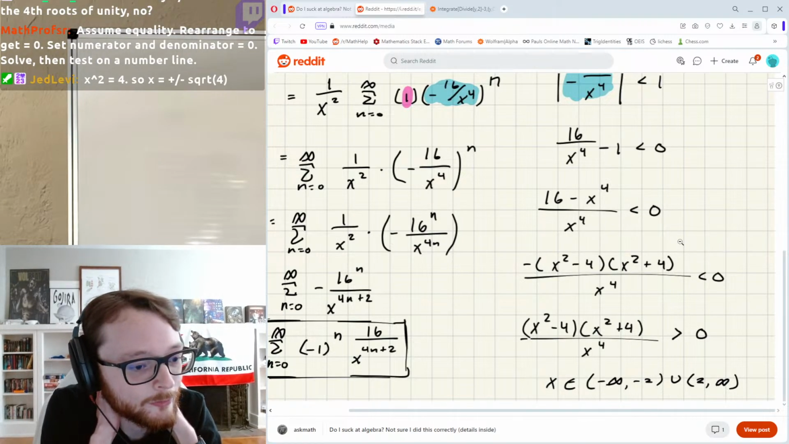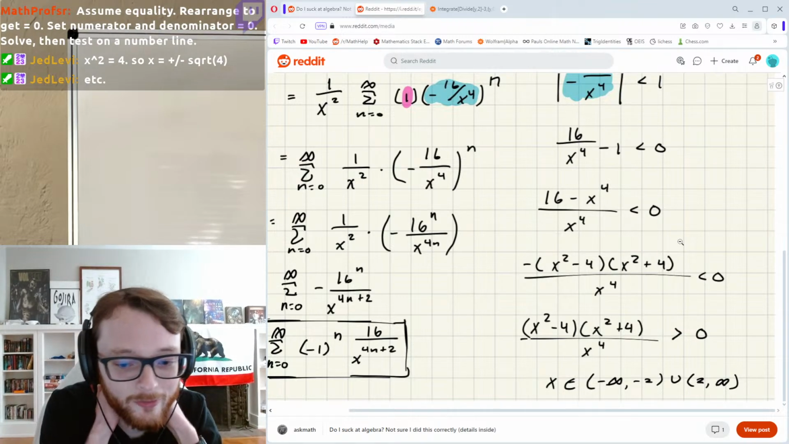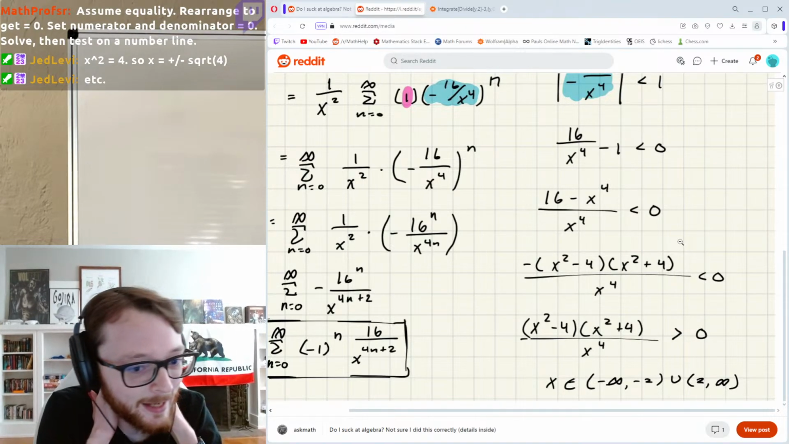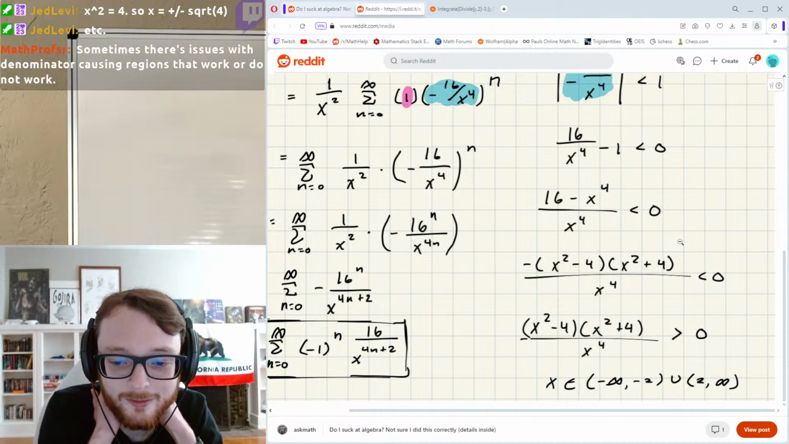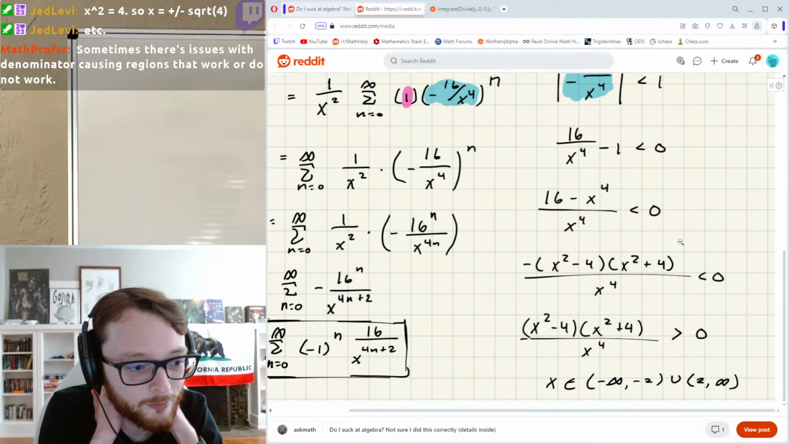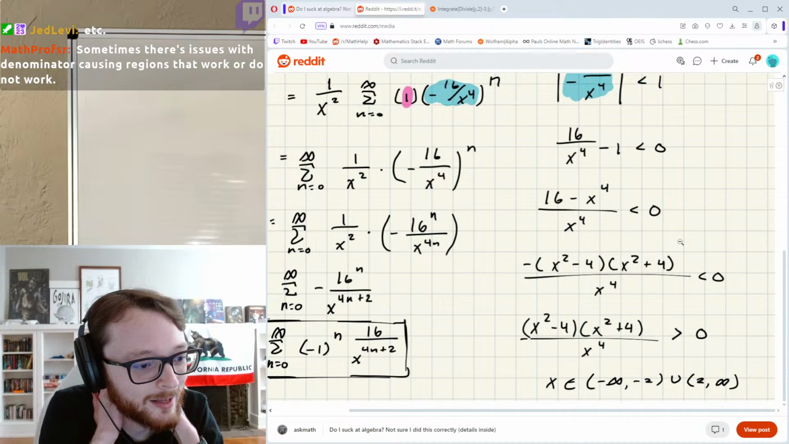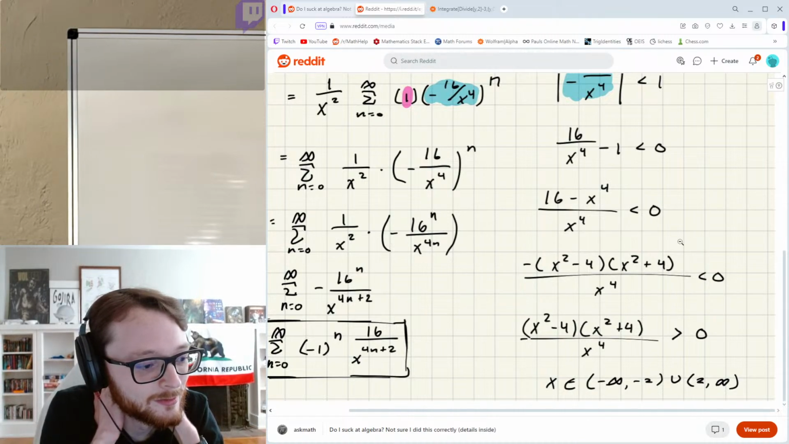Rearrange to equal 0, set numerator and denominator equal to 0. Oh, so that's actually the technique that this person used. I haven't seen it before, I don't think. Or I assume it's a technique they use. They kind of skipped over the... Well, no, I don't think we're getting into complex numbers here. We're talking about the radius of convergence for a power series. Sometimes issues with the denominator cause regions that work or do not work. Ooh.